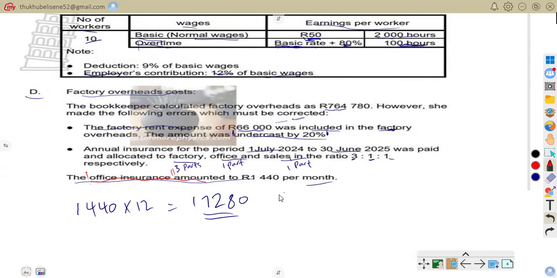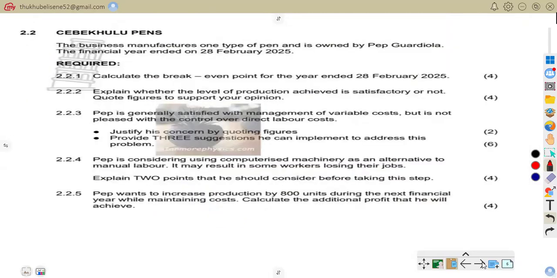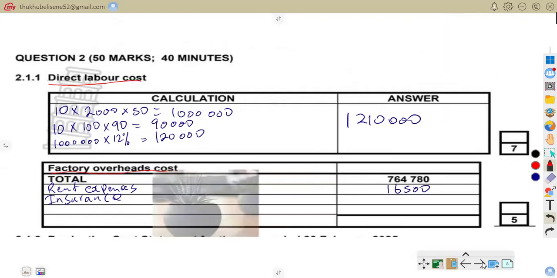So what do we do to fix that? We only need to remove the part that does not belong to factory, and the only part that does not belong to factory is this amount, 17,280. So now we go to our answer book and, under factory insurance, we subtract 17,280, because this amount is for office insurance, and office insurance is not part of factory overhead.